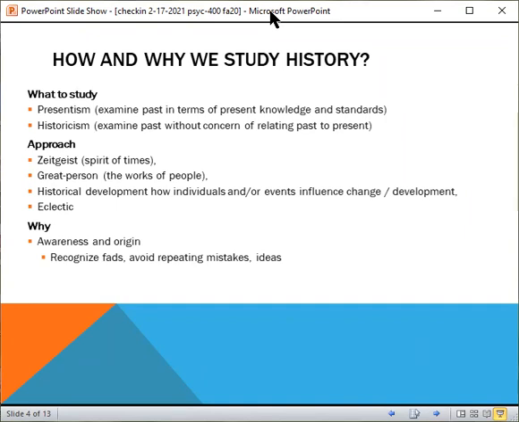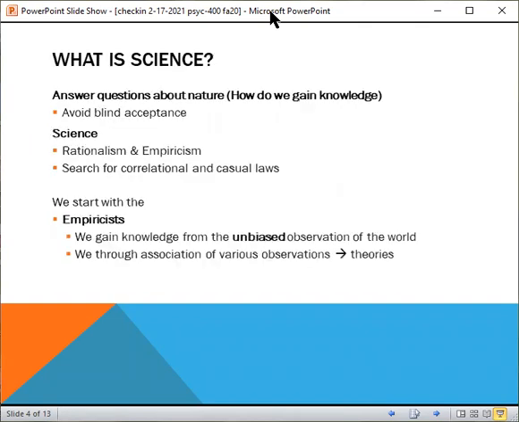So what we see in the outline of the textbook and of the course, we start talking initially about science. What is this thing that most of us have had some relationship with for a while now? Science is about trying to answer questions about nature. It's about trying to find some sort of truth.